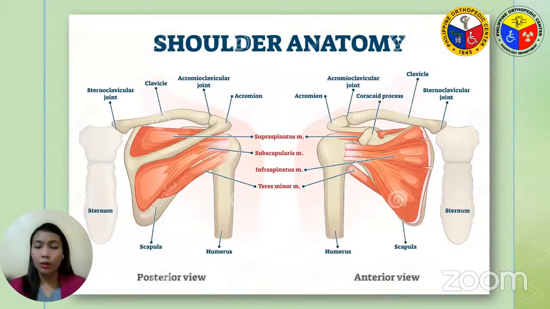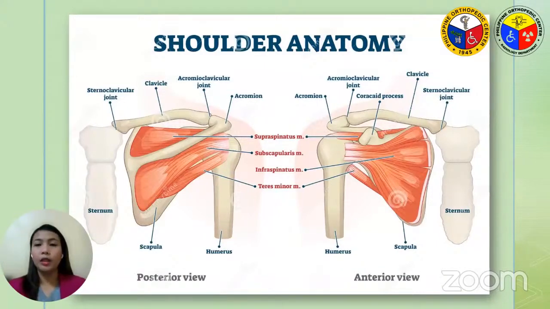The clavicle, also known as the collarbone, connects the shoulder to the sternum, or the breastbone, and aids in shoulder joint support. The glenohumeral joint is the major shoulder joint, created by the articulation of the humeral head and the glenoid cavity of the scapula. It allows a broad range of motion at the expense of stability. Four muscles of the rotator cuff, the supraspinatus, infraspinatus, teres minor, and subscapularis, assist in stabilizing and moving the humerus. Tendons of the four rotator cuff muscles attach to the humerus and stabilize the shoulder joint.